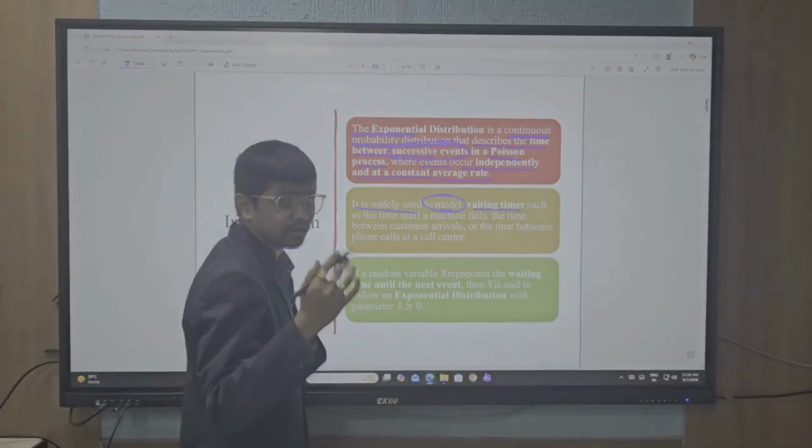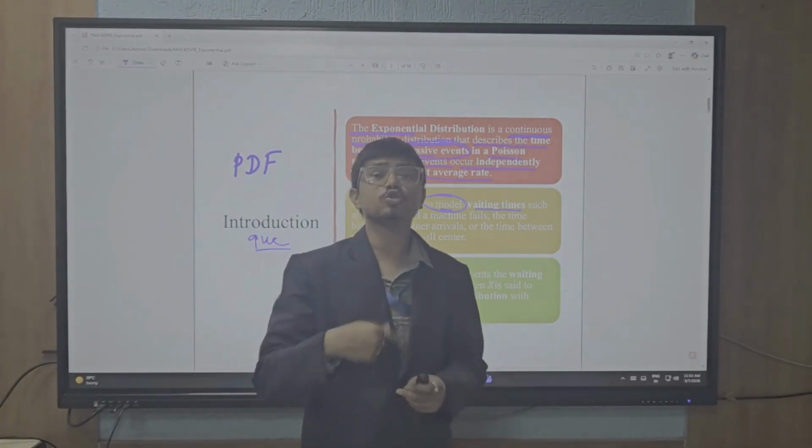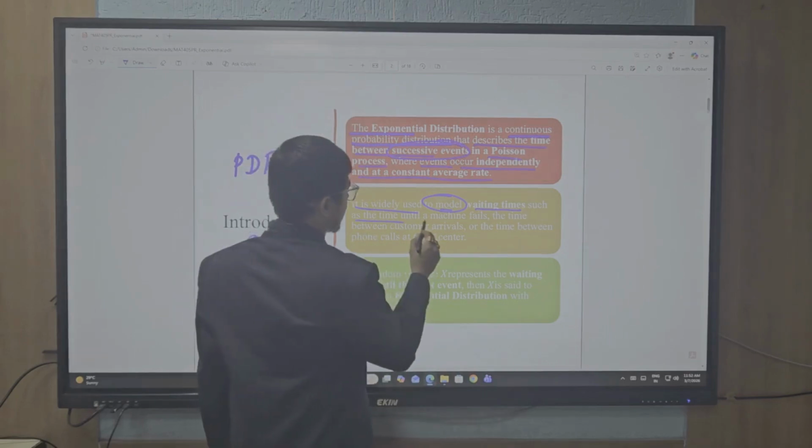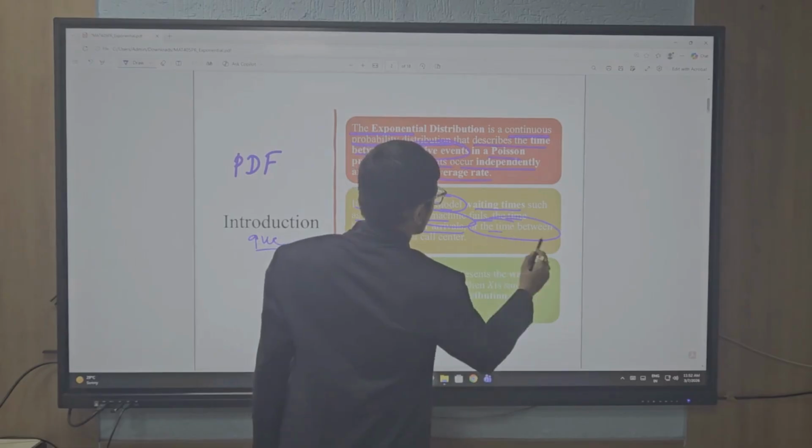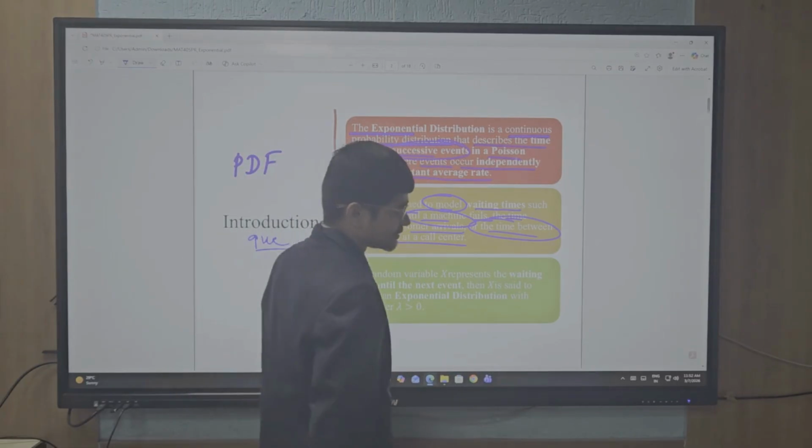It's useful in queuing models, such as the time until a machine fails, the time between customer arrivals, or the time between phone calls at a call center.